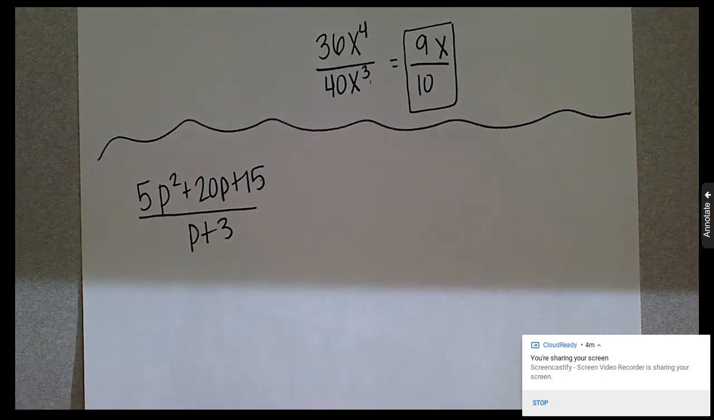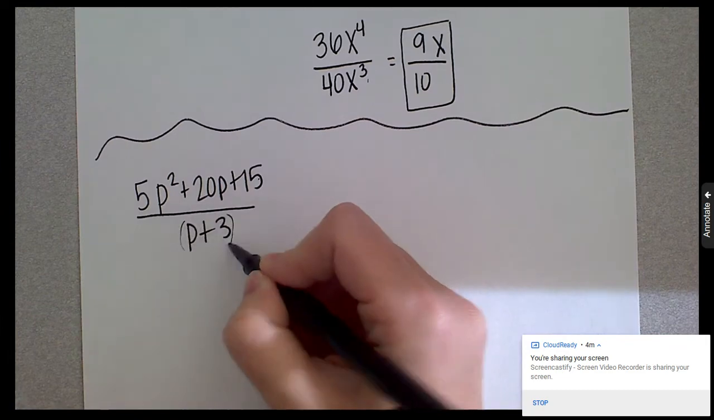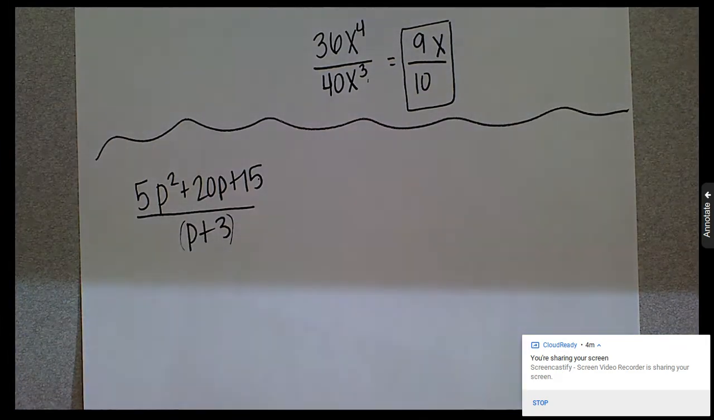I can't just start canceling stuff. So when I think of this as a binomial, these terms are stuck together. You can't just pick one or two things. When you have that addition, you have to keep them together as a binomial.